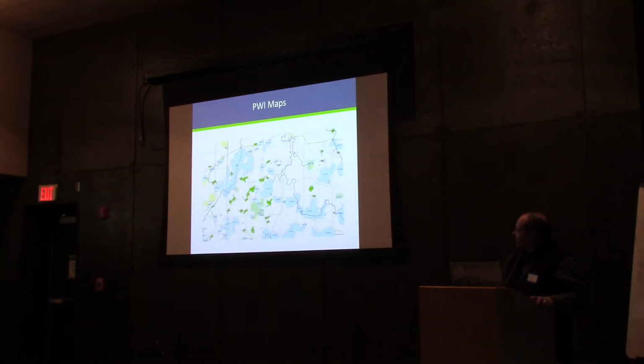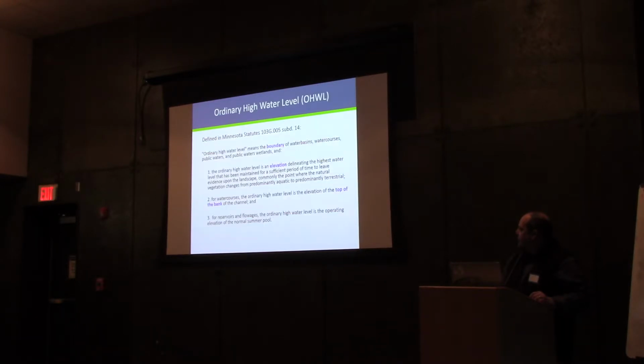Okay, so I symbolized this in my own GIS desktop to show the public water wetlands in green, the public water basins in blue, and the watercourses as the dark blue lines. So now the ordinary high water level. What's up in front of you is the statutory definition of ordinary high water level. This is the boundary of the water feature over which the DNR has jurisdiction. It's an elevation that tells us where on the landscape the public water starts or ends, depending on if you're going lakeward or landward.